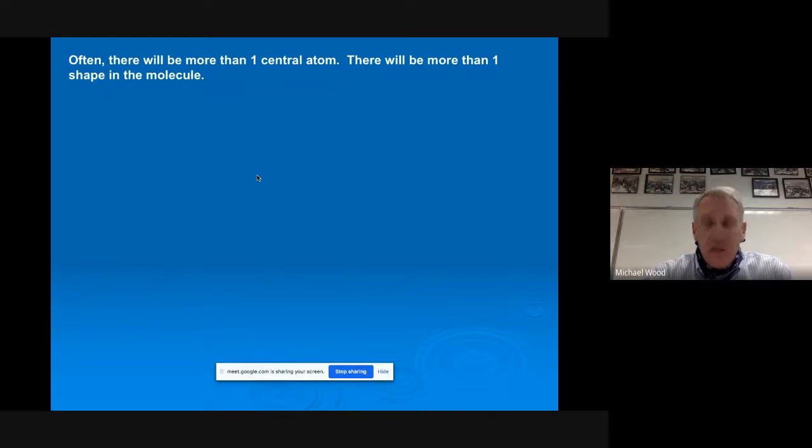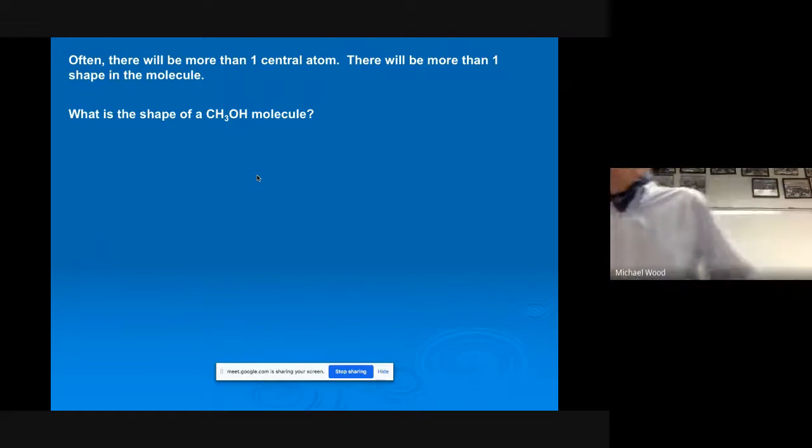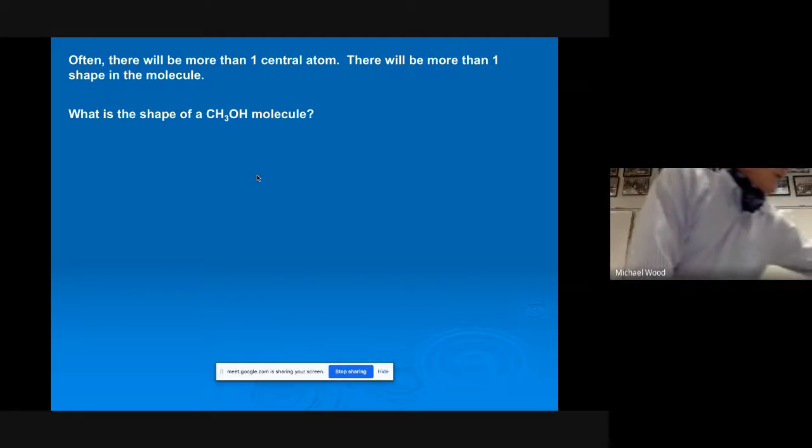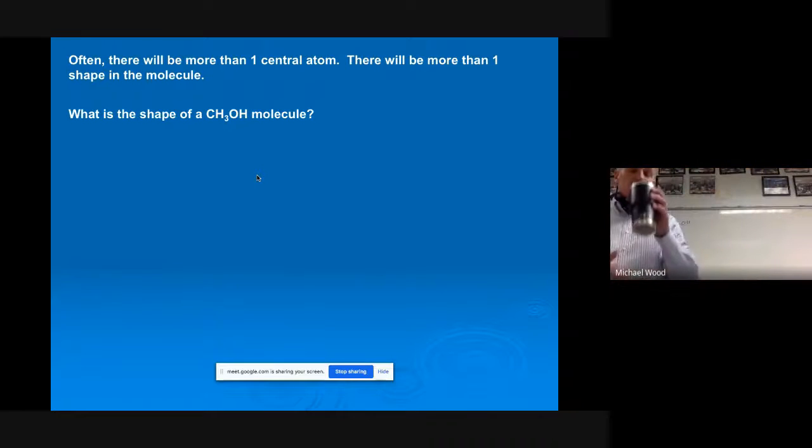So often, let me show you one here that I think we're going to do in this Tinker Toy lab. We'll actually build this, but often there will be more than one central atom, and there will be more than one shape in the molecule. So here's an example, the shape of CH3OH. In this case, there is more than one shape of this. Okay, and I'm going to show you that. But again, I'm going to do the dot structure.